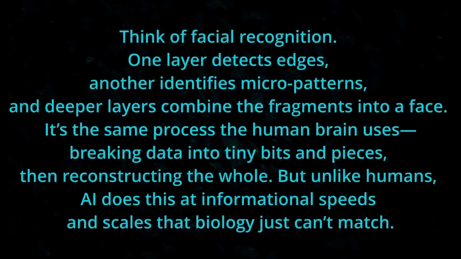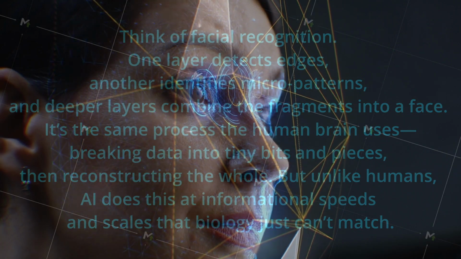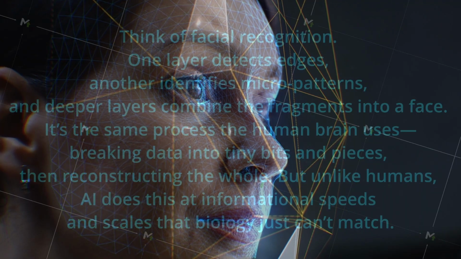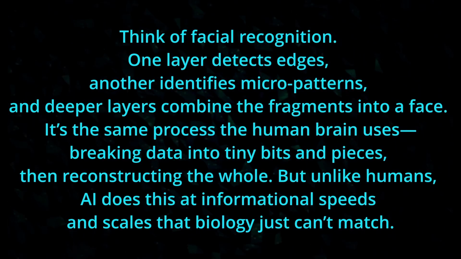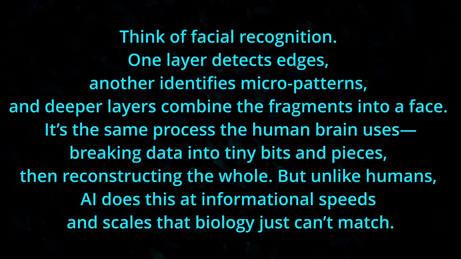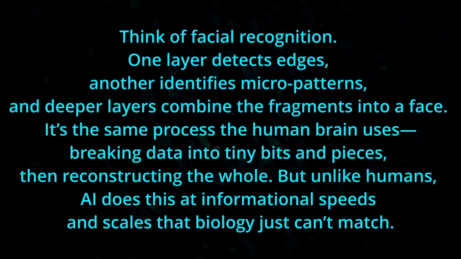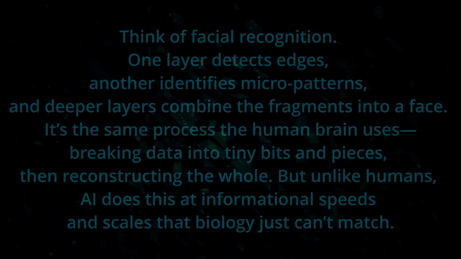Think of facial recognition. One layer detects edges, another identifies micropatterns, and deeper layers combine the fragments into a face. It's the same process the human brain uses, breaking data into tiny bits and pieces, then reconstructing the whole. But unlike humans, AI does this at informational speeds and scales that biology just can't match.